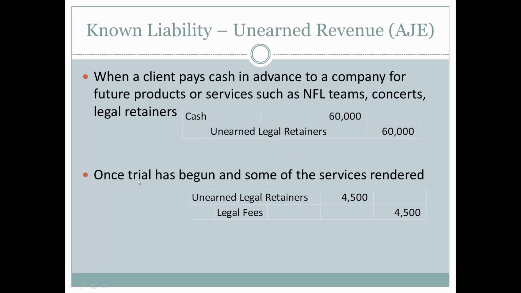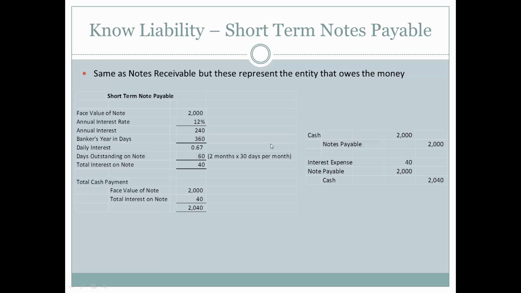Now, once the trial has begun and some of the services have been rendered, the law firm is going to debit unearned legal retainers to show that they've earned a portion of the money that was previously given to them in the amount of $4,500. So now their legal fees are $4,500, and they owe this client less than they did originally because they've rendered some of the services. Now let's look at short-term notes payable.